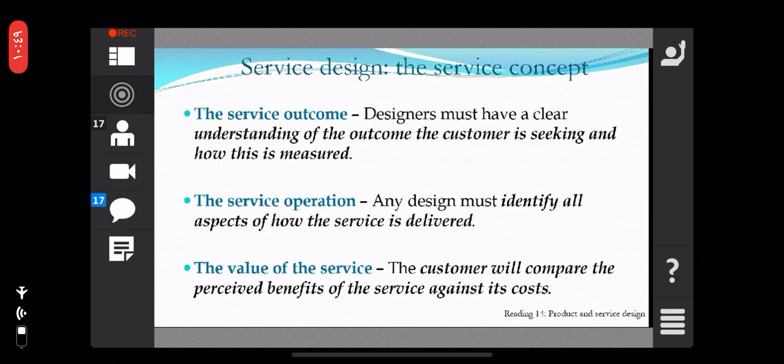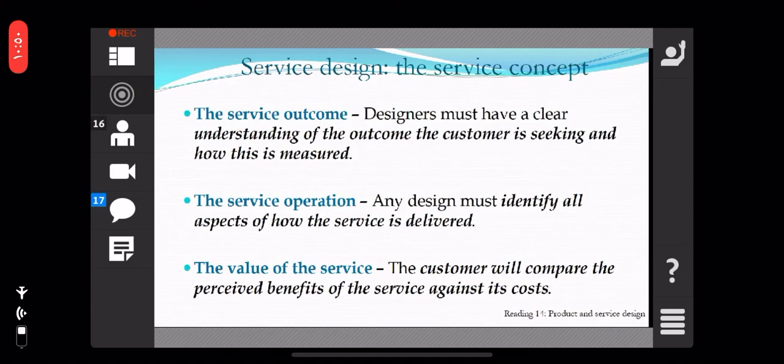Number three, the service outcome. Designers must have a clear understanding of the outcome the customer is seeking and how this is measured. What is the outcome of the service? For example, whatever services we are offering, what is the outcome of this product? Designers must have a clear understanding of the outcome the customer is seeking and how it is measured. At least you should know how to do the assessment of the customers or of your services, whether the customers were satisfied or not satisfied.